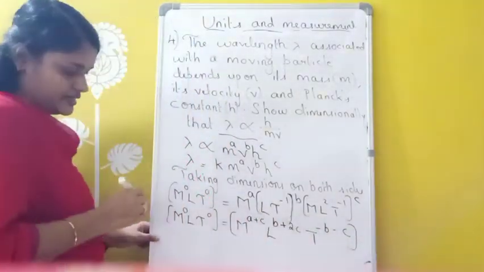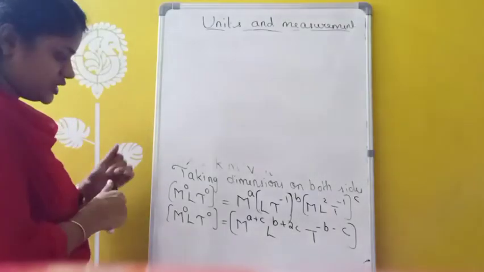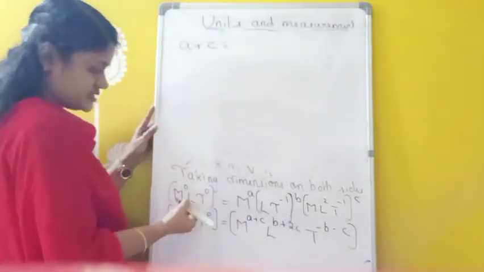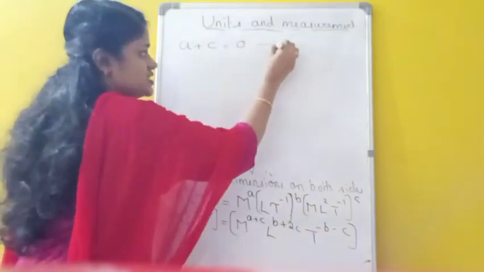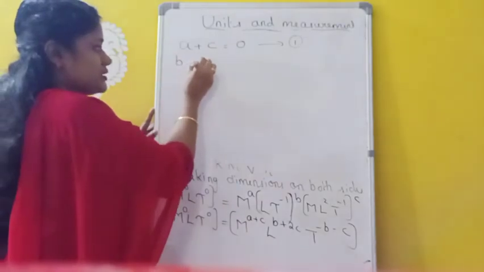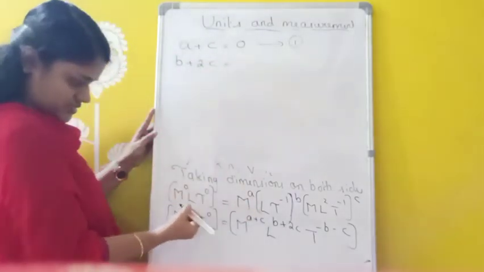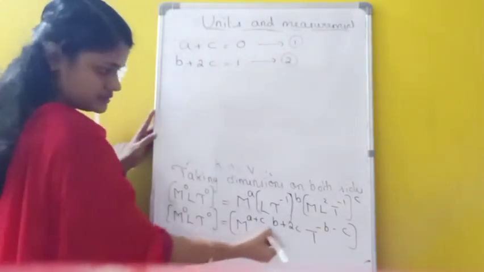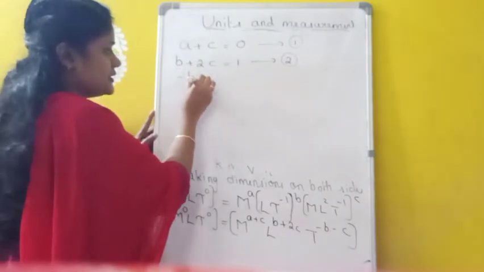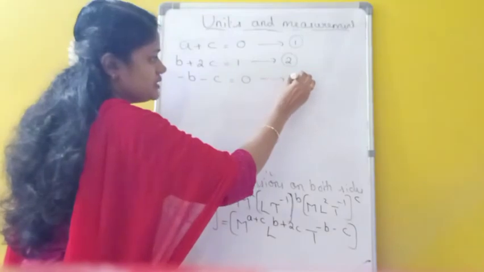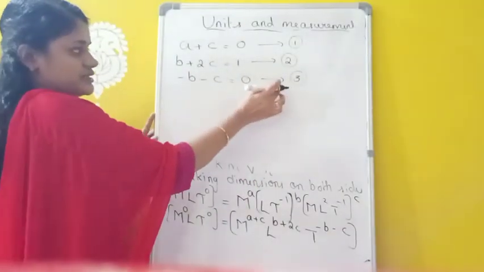Right hand side. Now what we are doing is we are equating the powers. Now equating the powers, a plus c can be equated to here 0. Take it as equation number 1. The next one here b plus 2c is equated to here L raised to 1. That means 1 here. Okay, take it as equation number 2. Then third one minus b minus c can be equated to 0 here. Take it as equation number 3. Now I am solving equation 2 and 3.